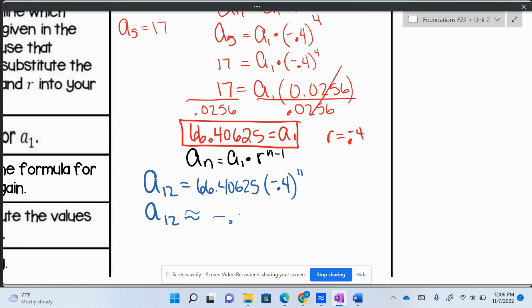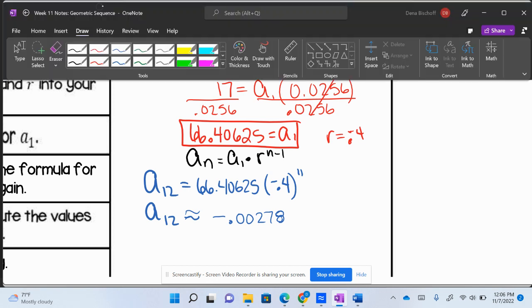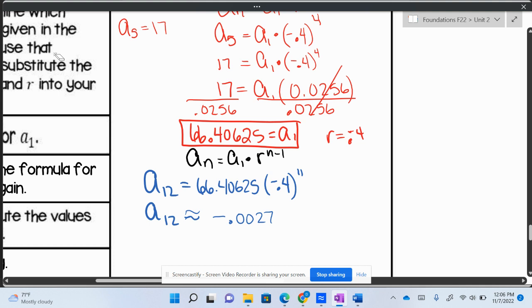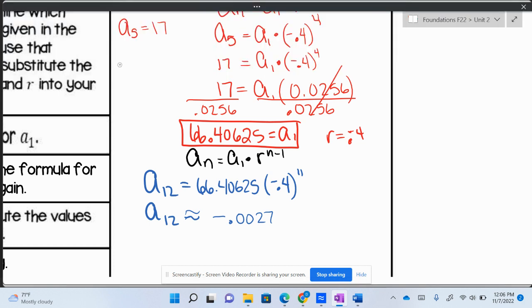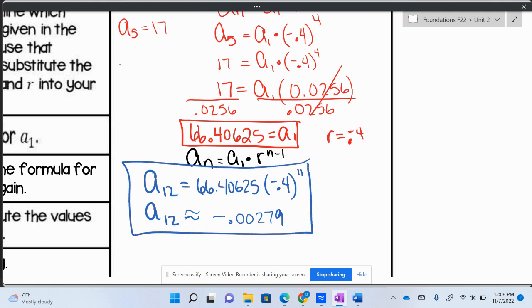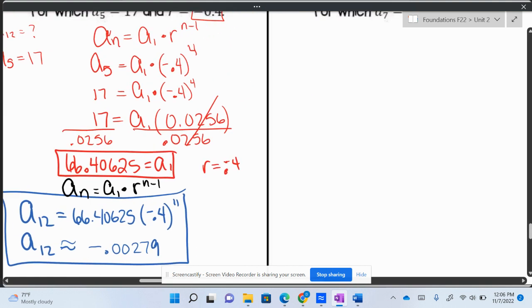0.00278528. So negative 0.00275. Is that okay? Or is it 276? 0.00278. Oh, 278. What's the number that comes after the 8? Okay, so it's really going to be 0.00279, because that's going to make me round that up. Okay. So I will tell you that I would accept either one of these. Okay. Let's do it again.